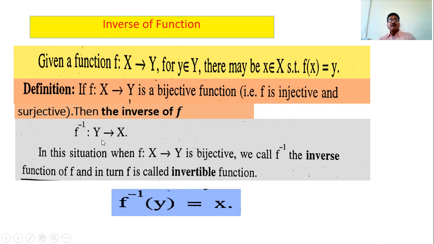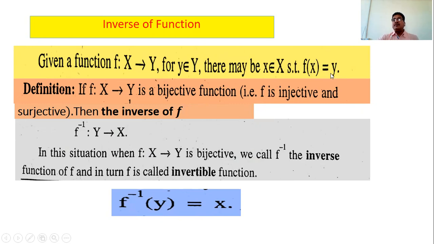If f is a function from X to Y, then its inverse is denoted by f raised to minus 1 and is a function from Y to X, and is defined by: if f(x) is equal to y, then f inverse of y is x. So this is the definition of the inverse function. That is, f(x) is y, then f inverse(y) is x.